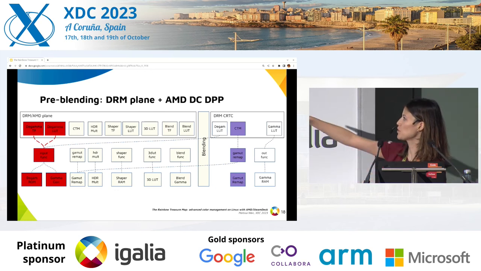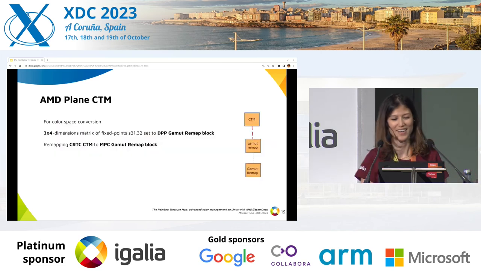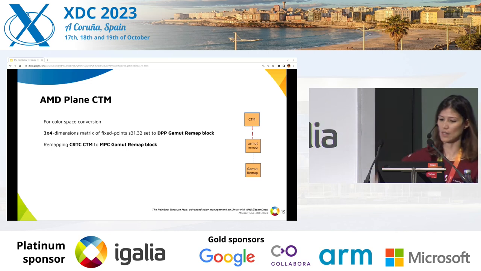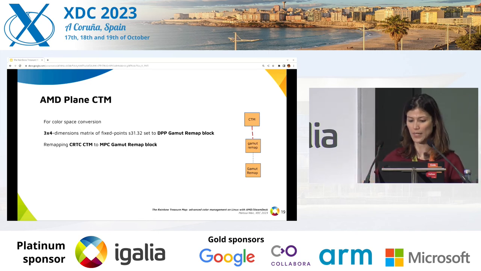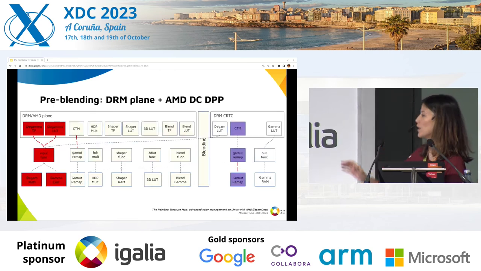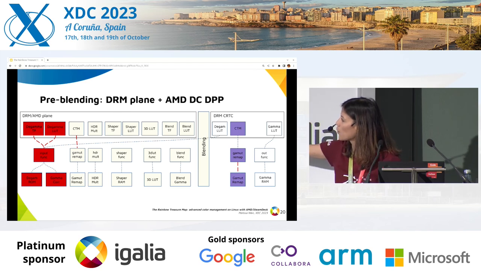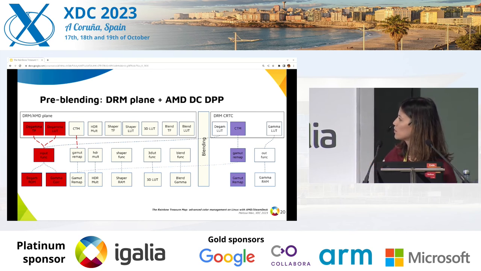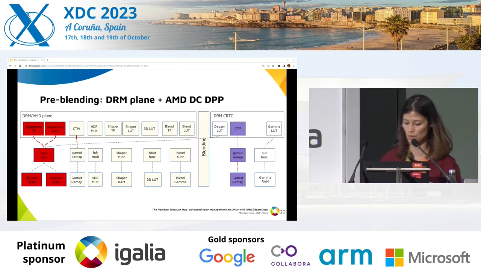And now we will introduce the next one, the color transformation matrix, CTM, for color space conversions. It's a 3x4 fixed point matrix that goes to the DPP gamut remap. It's another block. But here we need to pay attention, because there was a trap: both post-blending and pre-blending were going to the same block, the pre-blending gamut remap. So we needed to work here to detach this CRTC CTM from there, so now each CTM goes to the right path. And we have another path unlocked.